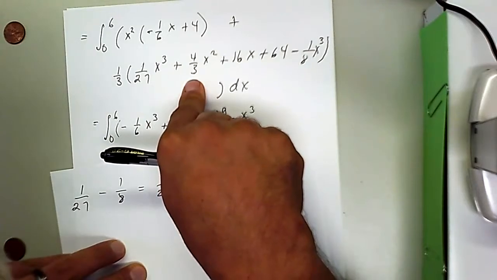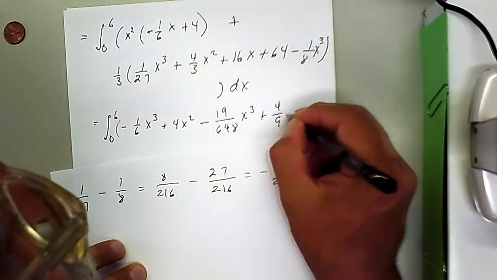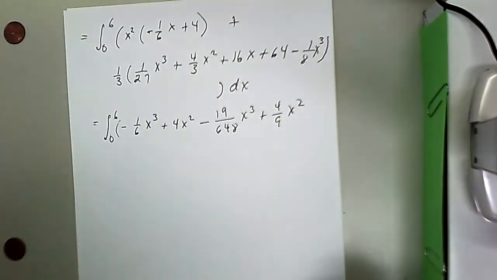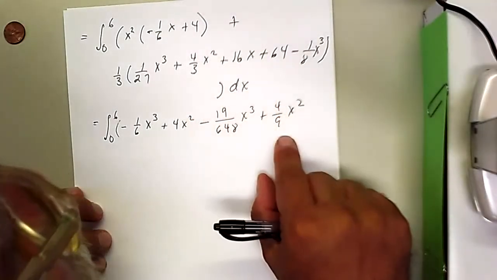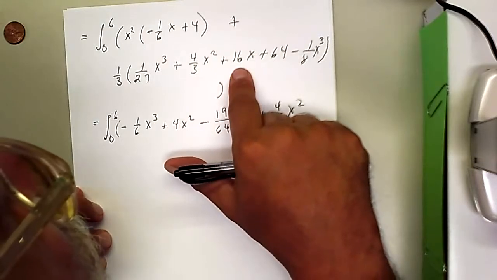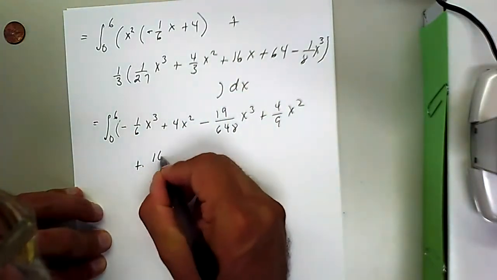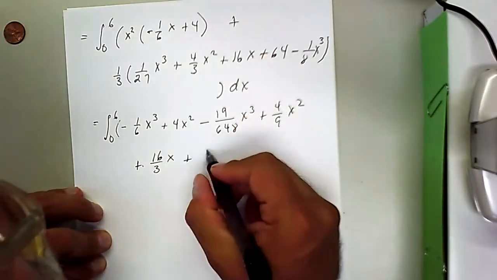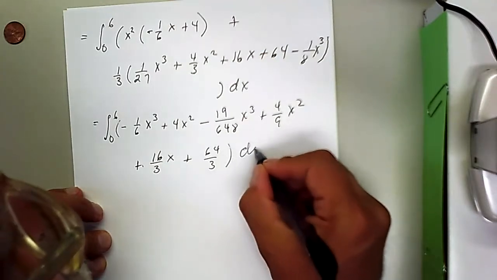Next, we have 4 over 9 x squared plus 4 over 9 x squared. I'm going to keep that paper handy. That's going to be my little computation paper. And where am I? Here. And then plus 16 over 3x plus 16 over 3x plus 64 over 3 with no x, close the parenthesis, dx.